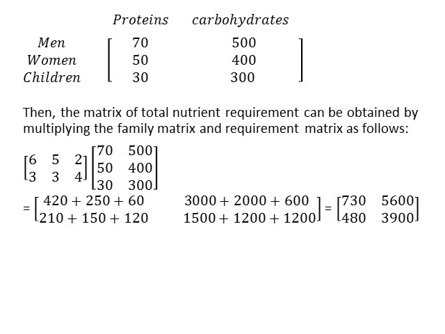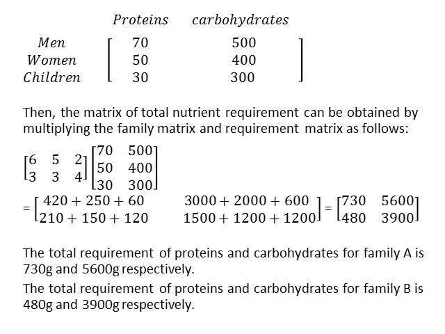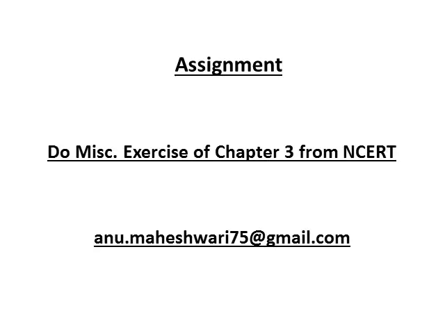We get a matrix with elements 730 and 5600 in the first row, 480 and 3900 in the second row. The total requirement of proteins and carbohydrates for family A is 730 gram and 5600 gram respectively, and total requirement of proteins and carbohydrates for family B is 480 gram and 3900 gram respectively.